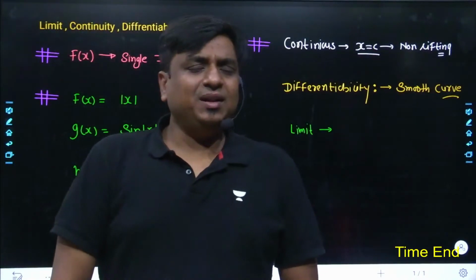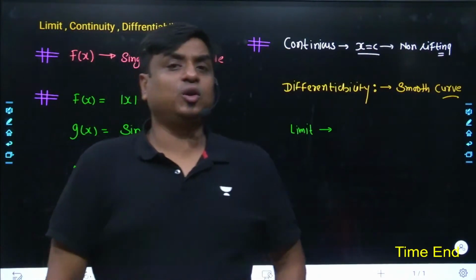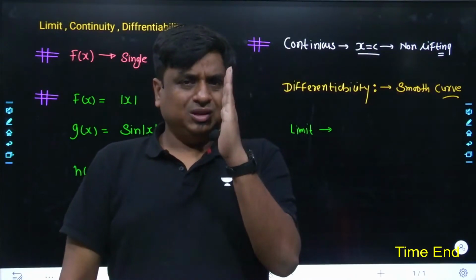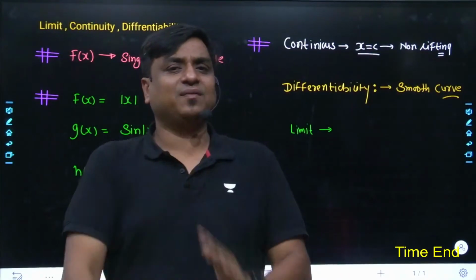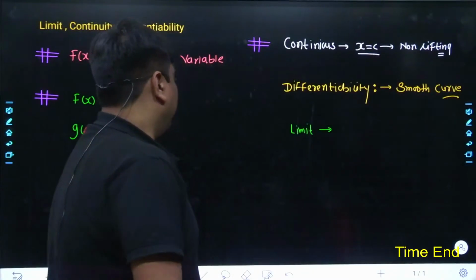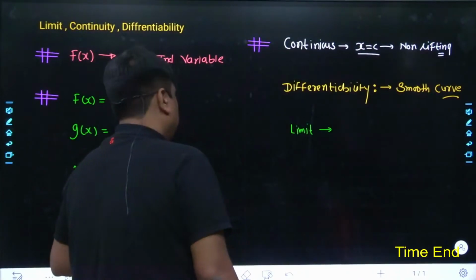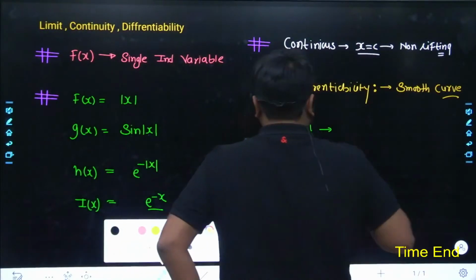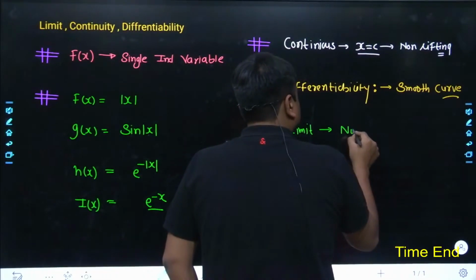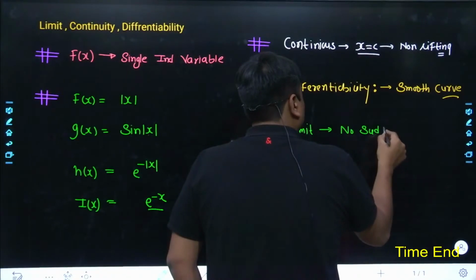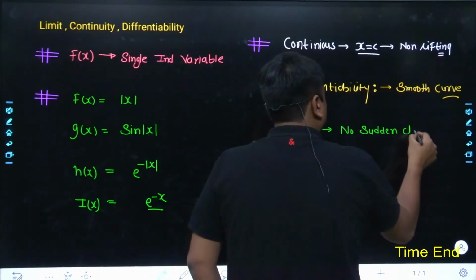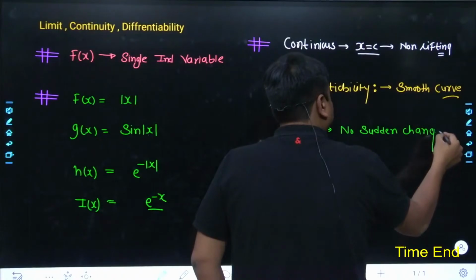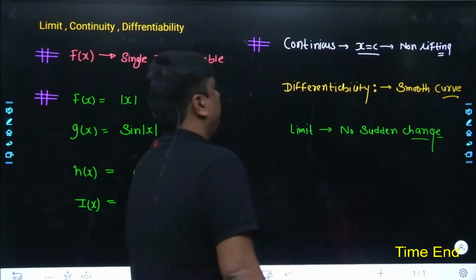But limit has nothing to do with x equal to c, the test point. Limit has to do with just before the test point and just after the test point. Until and unless there is a sudden change, the function limit does exist. No sudden change, by default the limit would exist.